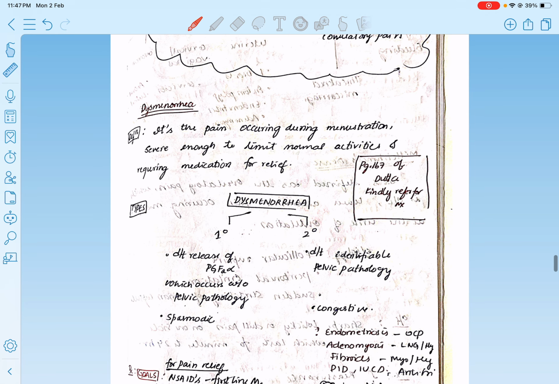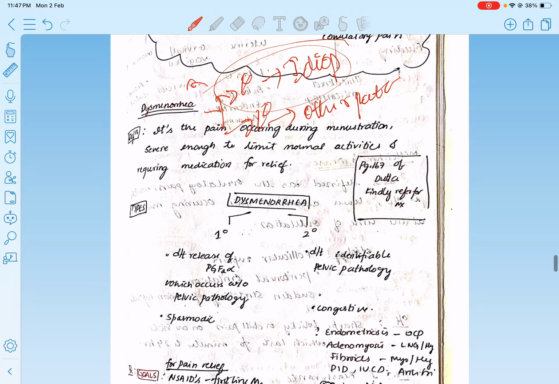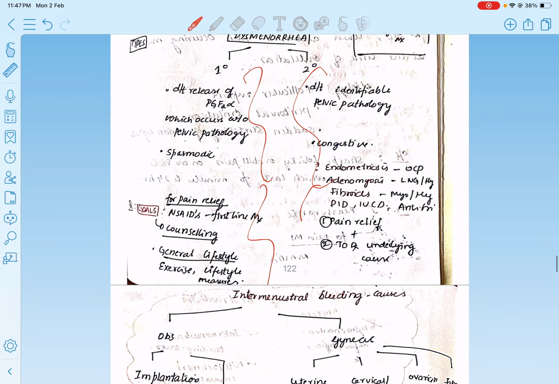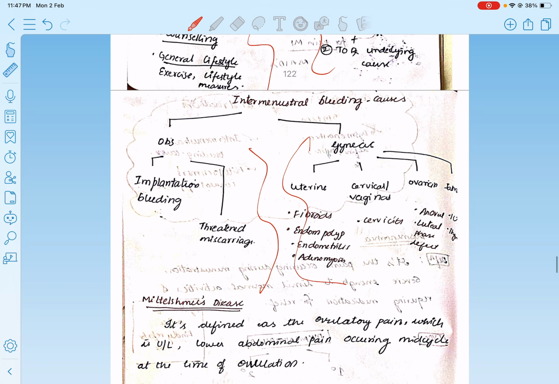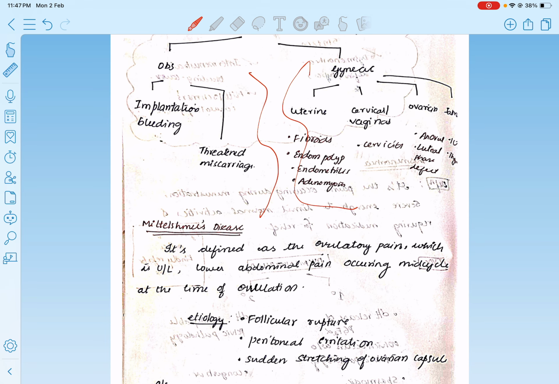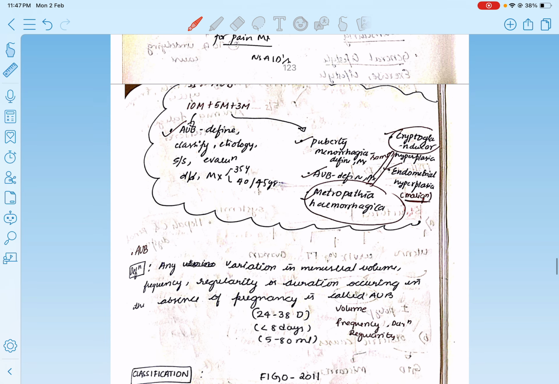Then again dysmenorrhea, again you will have primary or secondary. Primary here is idiopathic. For secondary you will have some other pathological condition. Here you need to just give expected management and insights. Same thing. So I'm not discussing anything extra from this.